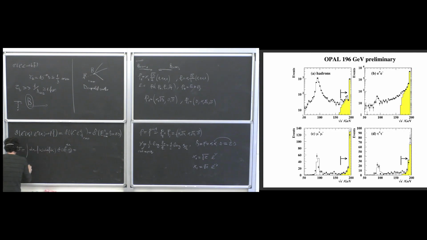This suggests that we change variables, and so we have the integral in tau and y, where you can check that the Jacobian is 1. You can write this as the integral in tau and y of f of square root of tau e to the y, which stems from x1, f of square root of tau e to the minus y, and then sigma hat of tau s. And since the cross-section does not depend on y, I can do the integral on y and write everything as the integral d tau of some function that I call differential luminosity, dL over d tau, times sigma hat of tau s.